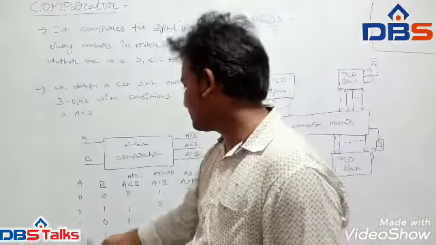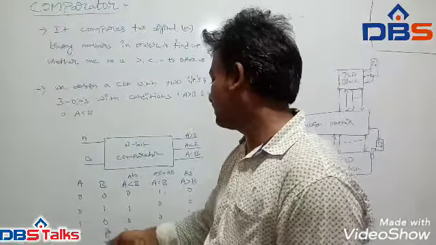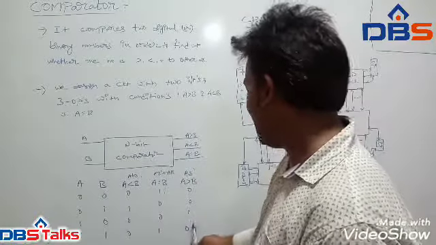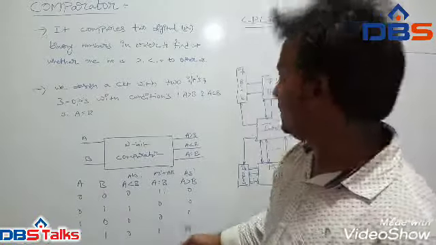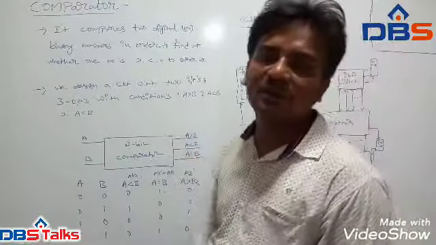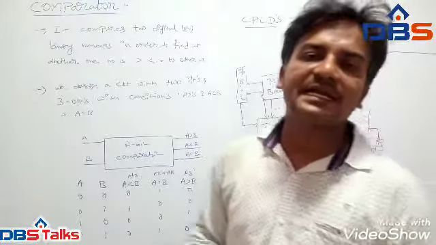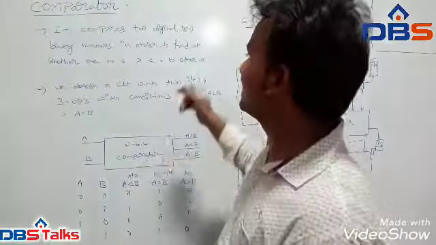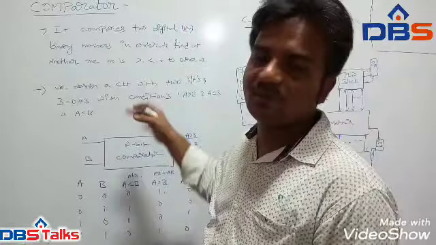So next, coming to A and B, both have the same physical weight. Then A equal to B and the remaining conditions are 0. So based on that we have to compare. So we have to design a circuit by using different VLSI design styles. So this is the operation of a comparator.